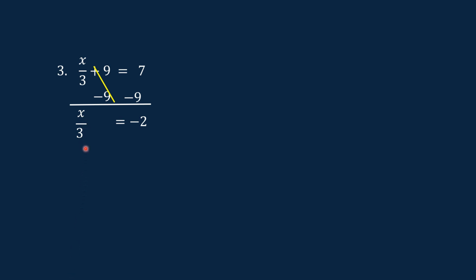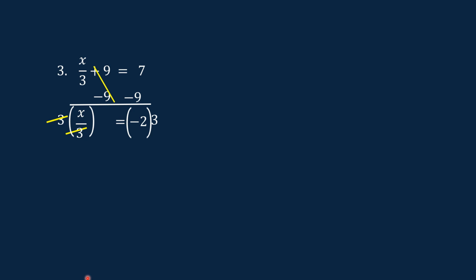This is x over 3 or x divided by 3. The opposite of division is multiplication. So to get rid of this denominator 3 on the left side, we must multiply the left side by 3. But if we multiply the left side of the equation by 3, we must also multiply the right side of the equation by 3 to balance the equation. And then we cancel 3 with 3 in the denominator.